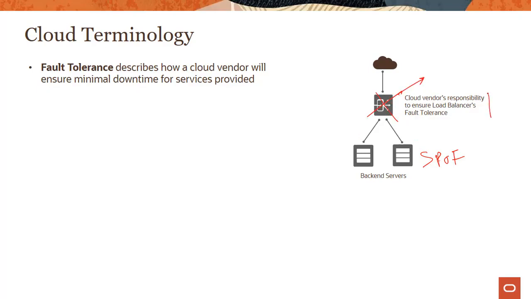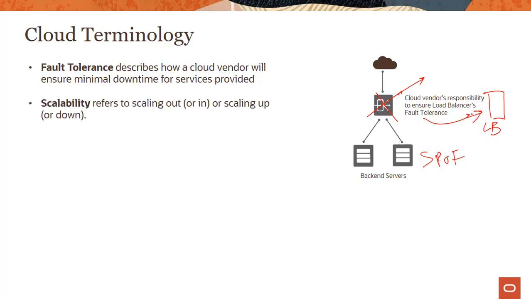So what we do in Oracle and other cloud providers is we manage a standby copy of the load balancer. So if there is an issue with this load balancer, we can switch the traffic to this standby load balancer. And in subsequent lectures, we will look into how we do fault tolerance for every service, whether it's storage services, database services, compute services, etc.